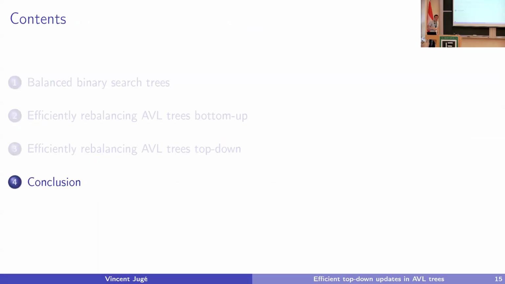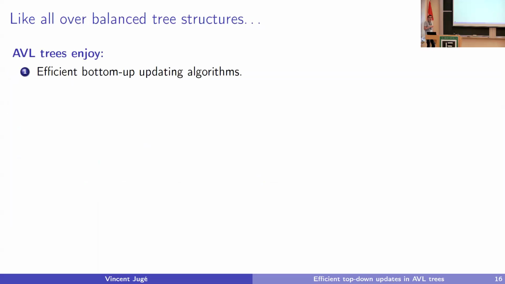So finally, this was a story. Maybe we want to remember something from it. The obvious answer is that AVL trees, like other data structures, have efficient bottom-up updating algorithms, and they also have efficient top-down updating algorithms. By the way, I want to thank once more the authors of the weak AVL paper, because at some point they explicitly say, we think there is no top-down algorithm for AVL trees.